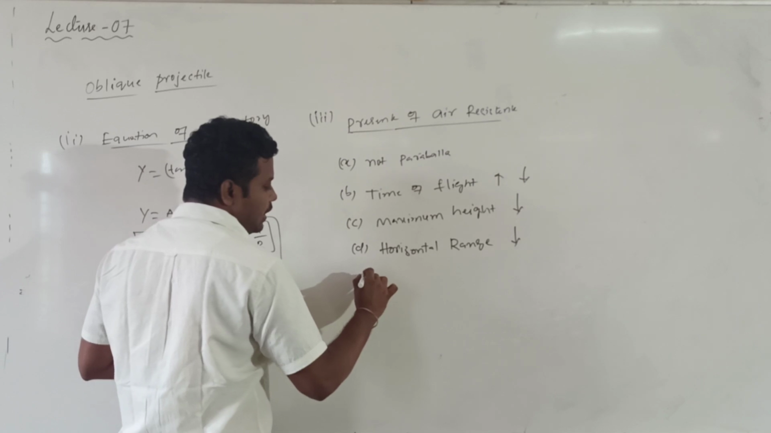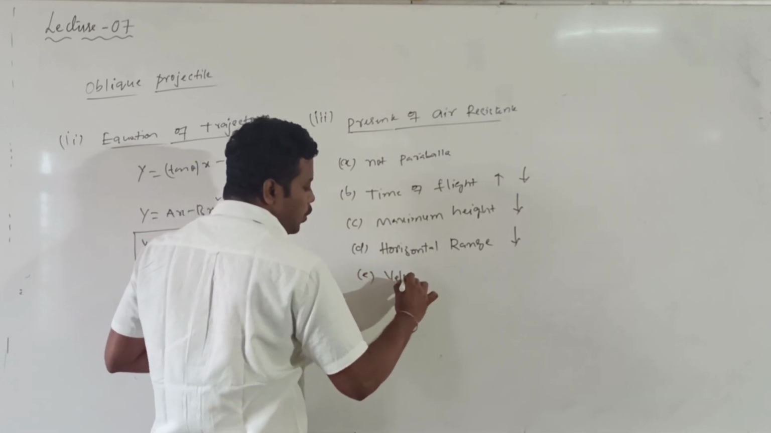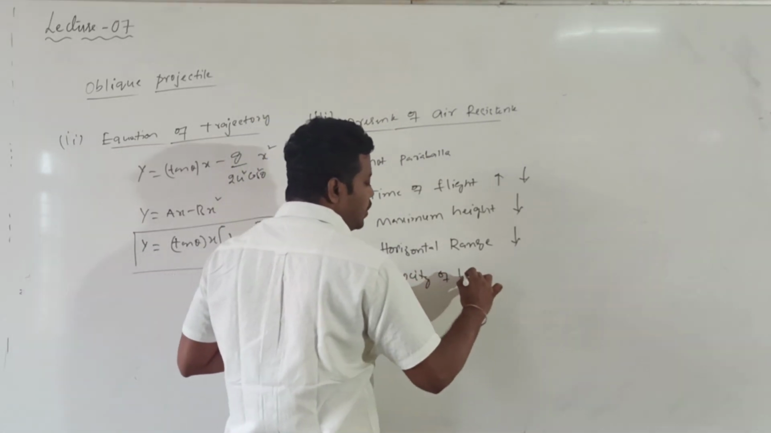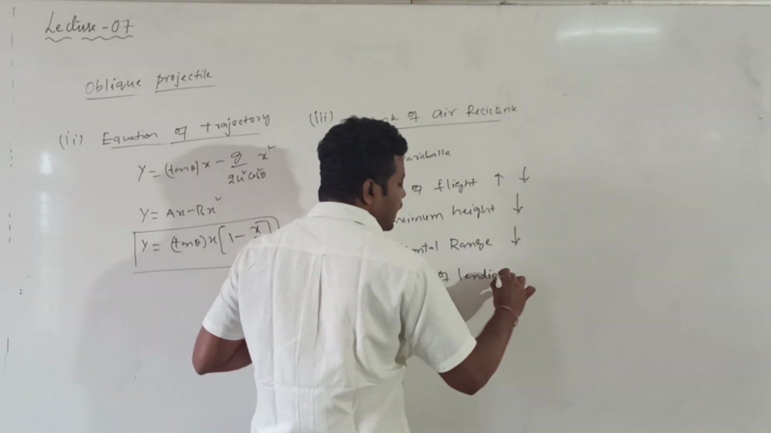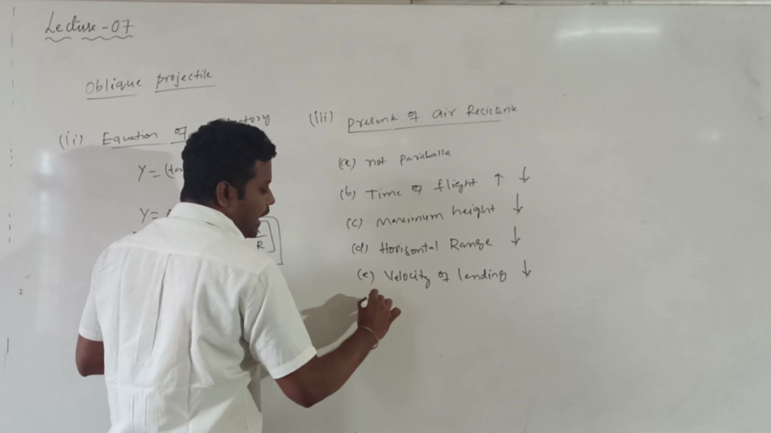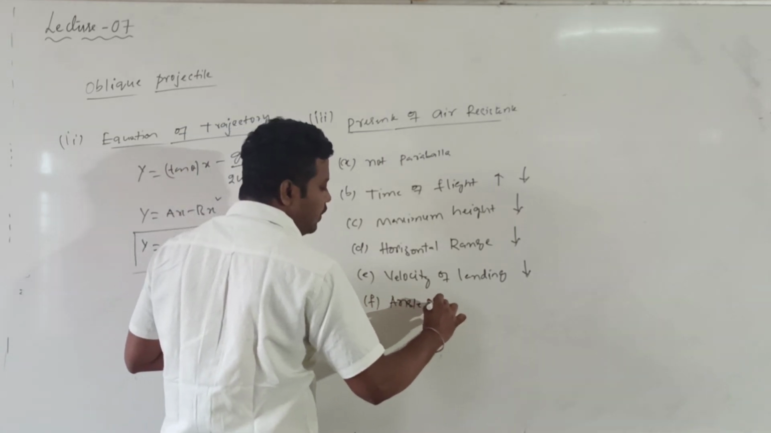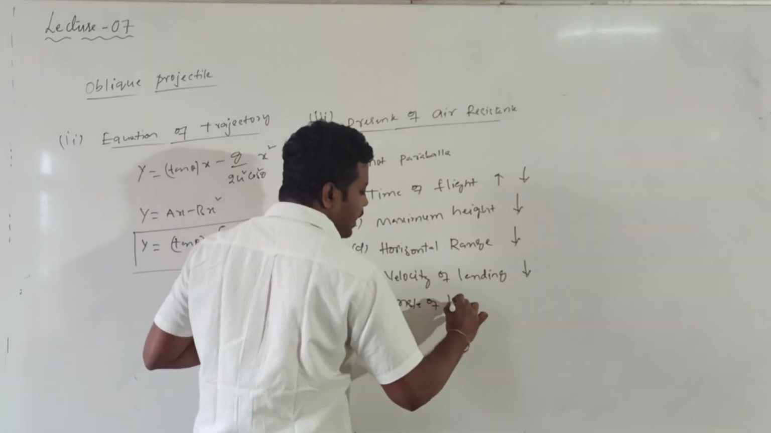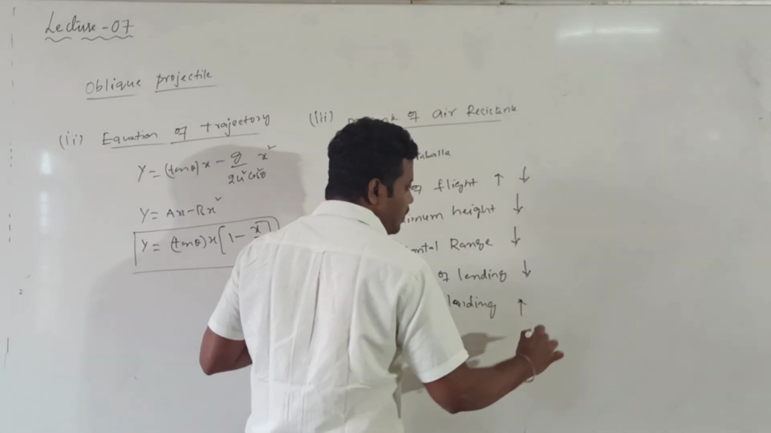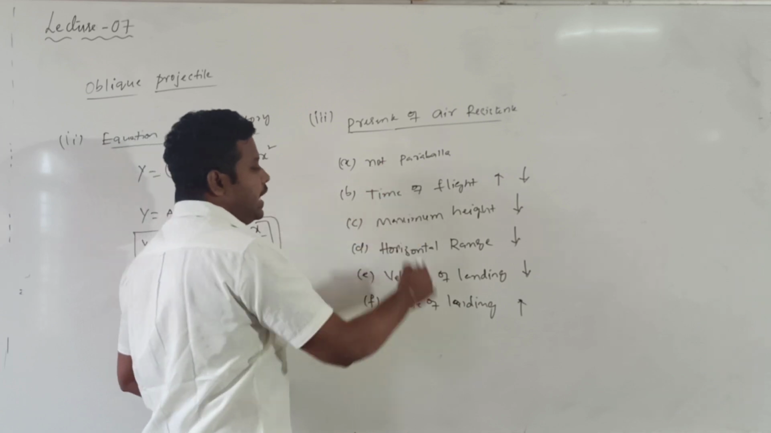And what about the next point? Whenever air resistance is considered, the velocity of landing, that is, with what velocity the projectile reaches the ground, is going to decrease. But the angle of landing is going to increase. So these are the points which are related with the presence of air resistance.